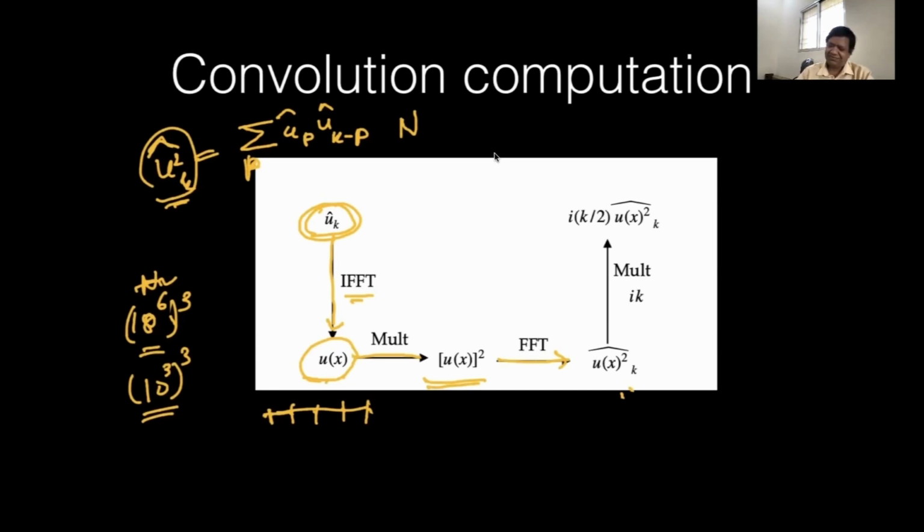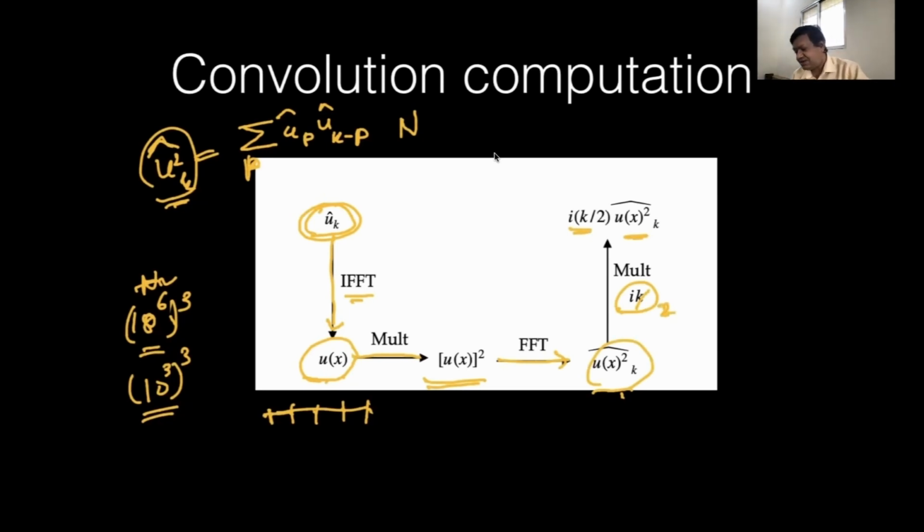Now, if you look at Burgers' equation, I need to get ik/2 times the Fourier transform of u squared. So I just multiply ik/2 to this quantity.